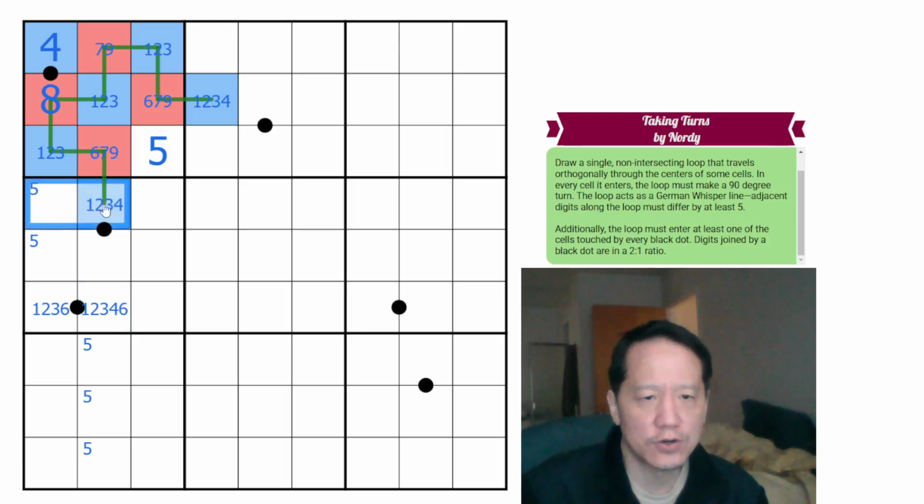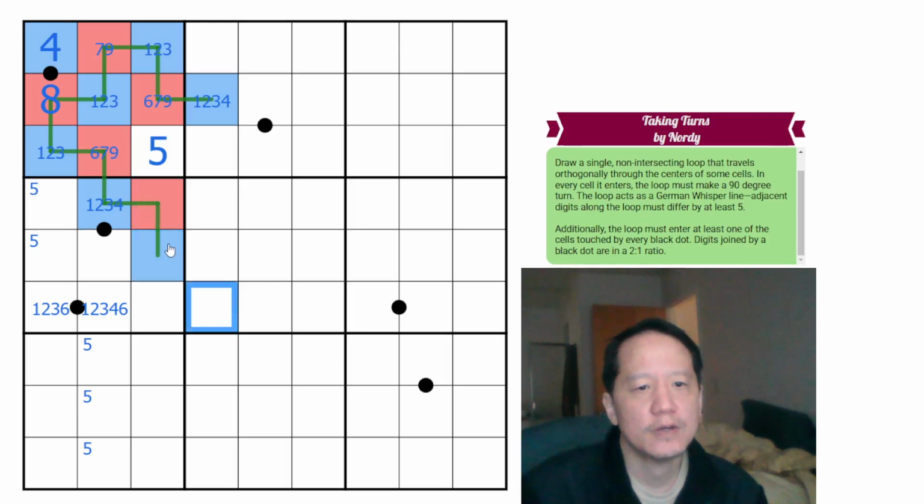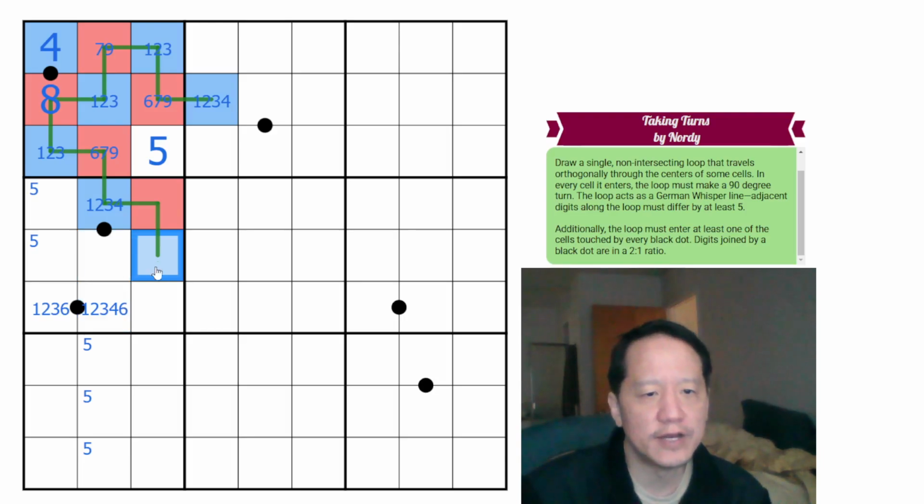This has to turn. So if it turned this way, it would have to turn back here, and therefore 5 would be on the German whisper line, which is not allowed. Therefore, it has to turn this way. Cannot turn into the 5, so it must turn this way then. So this is high, this is low. It could turn back here. We don't know. It actually has to enter in one of these 2 cells.